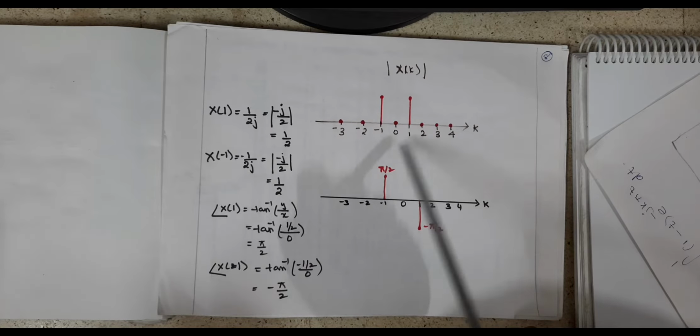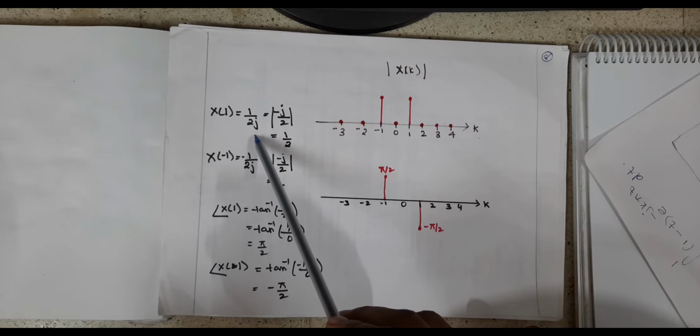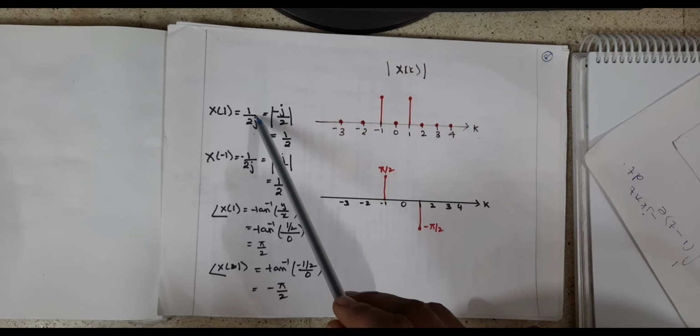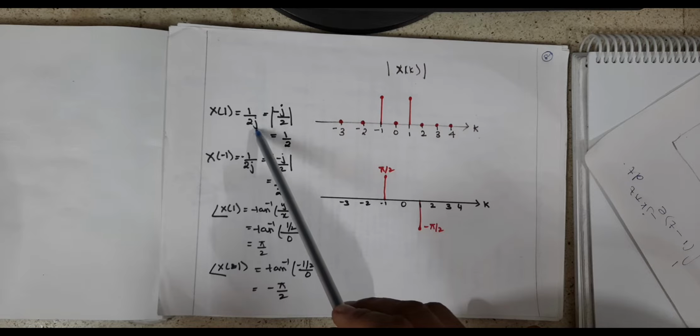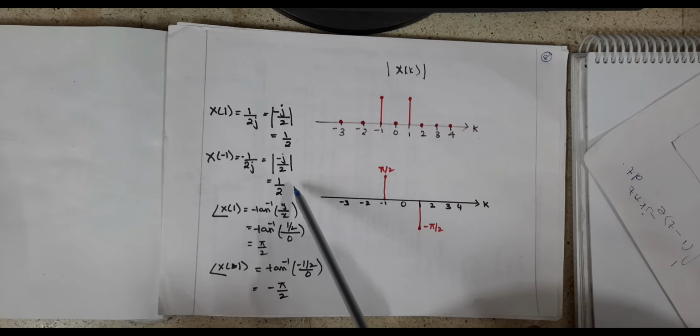So here, k versus magnitude of the signal. X of 1 is nothing but 1 by 2j, whose modulus is, multiplying and dividing by j, j square minus 2, so it is 1 by 2. Similarly, x of minus 1 is also 1 by 2.